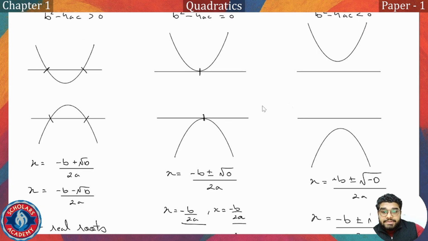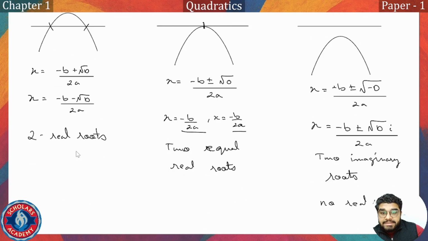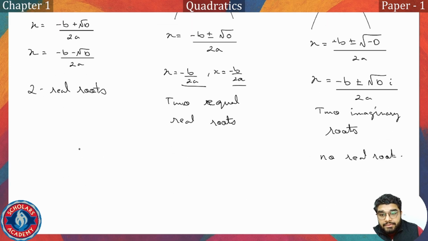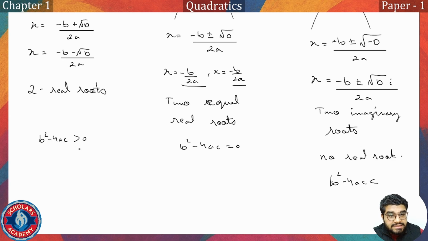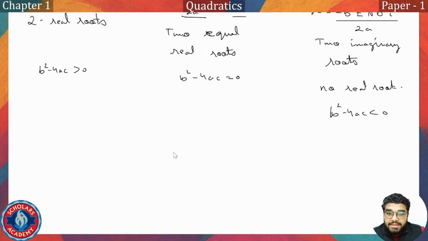So whenever the discriminant b square minus 4ac is greater than 0, we get two real roots. If b square minus 4ac is equal to 0, we get two equal roots but real. And if b square minus 4ac is less than 0, we get no real root or imaginary roots. I hope this much is clear. Let's move forward.